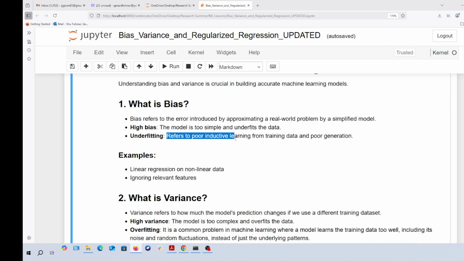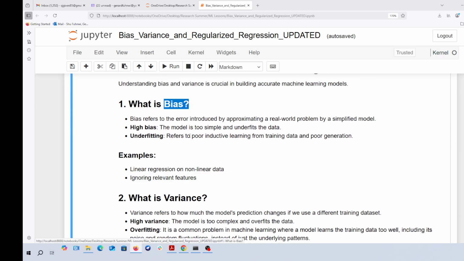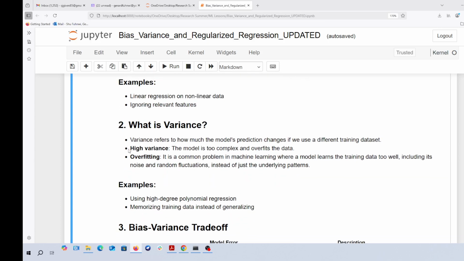So underfitting here simply refers to a problem in machine learning where we have poor inductive learning from the training data, which can always lead to poor generalization. An example here is using linear regression to solve a non-linear problem. Another example is ignoring relevant features in the data to build models. If we introduce these kinds of problems, then we are going to introduce bias in our model.